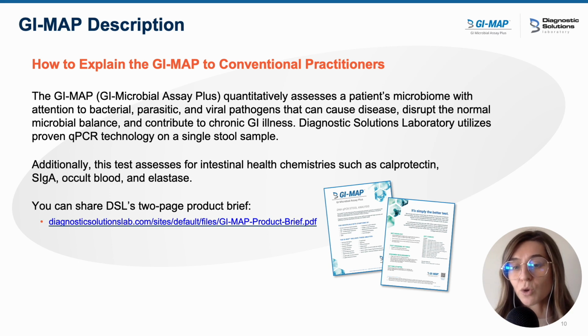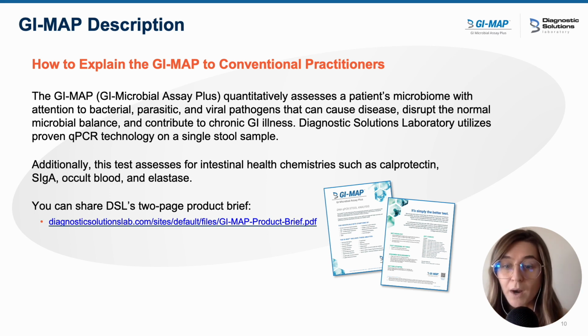The test is also going to assess for intestinal health chemistries such as calprotectin, secretory IgA, occult blood, and elastase. So these are all going to help to tell us a little bit more about, is there inflammation present? What is the immune response in the gut? How's the enzyme production, and much more.